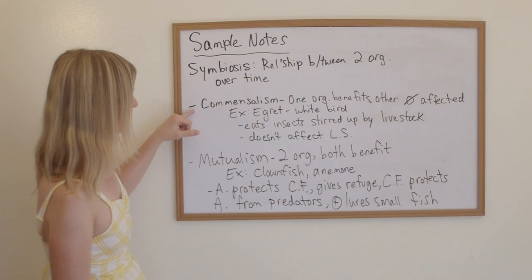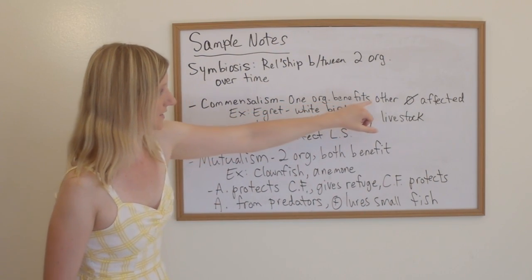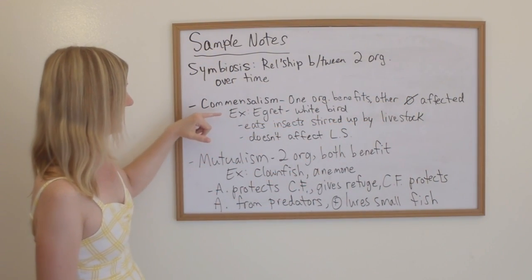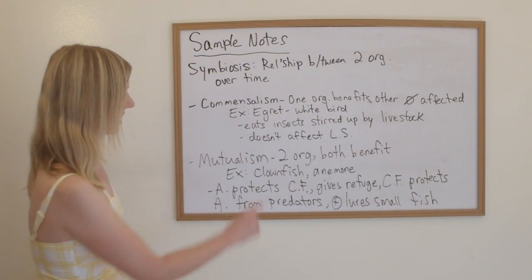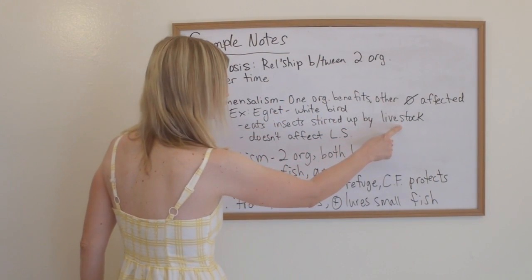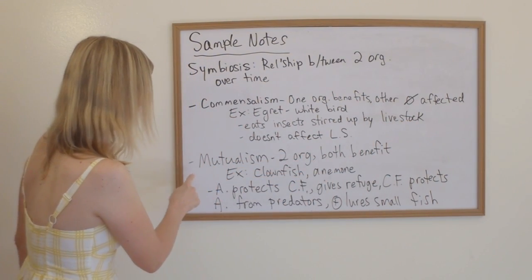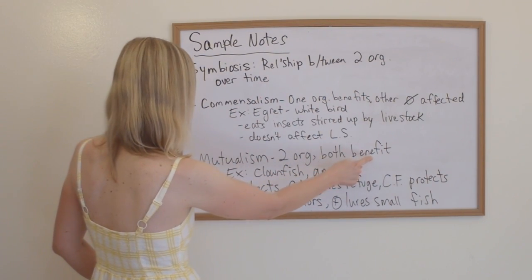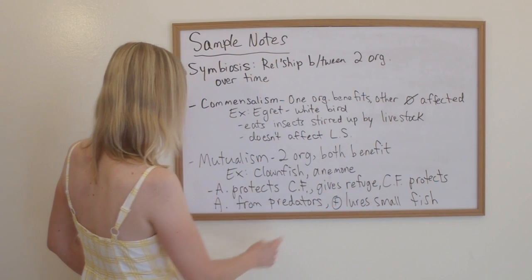My first subtopic, commensalism. One organism benefits, the other zero as in not affected. The EX, for example, the egret, the white bird, it eats insects stirred up by livestock, doesn't affect LS for livestock. Second, mutualism. Two organisms, both benefit. EX, for example, clownfish, anemone.